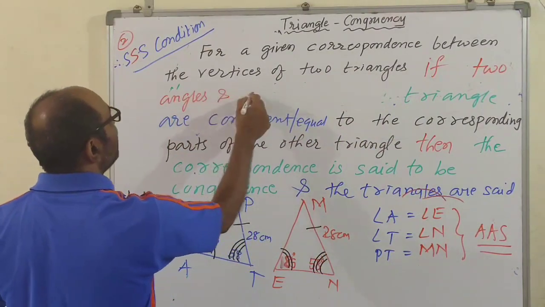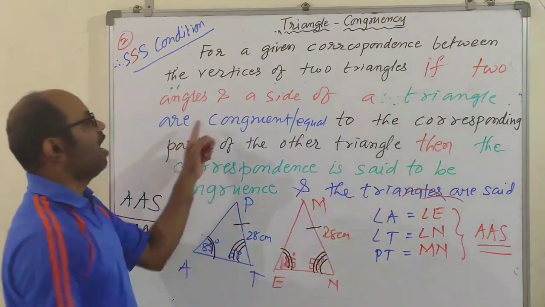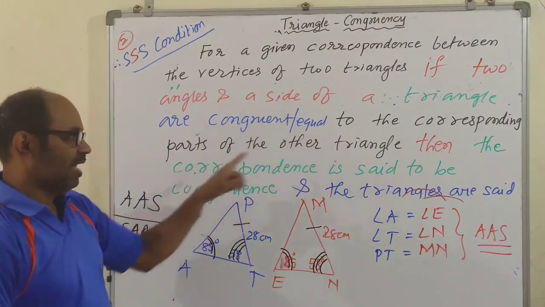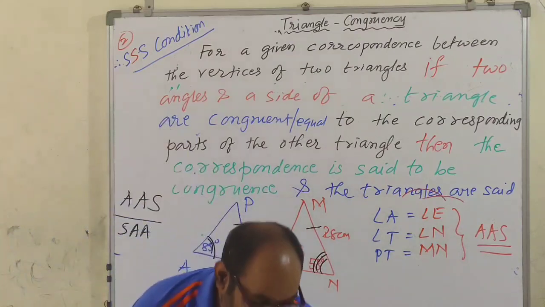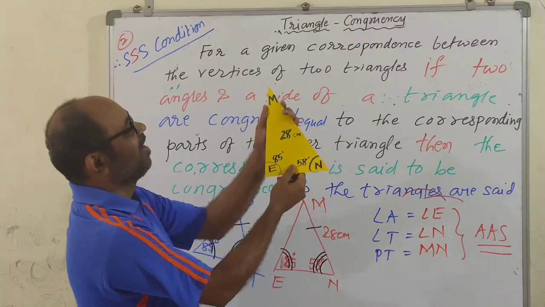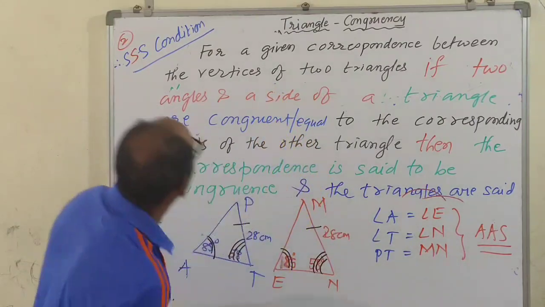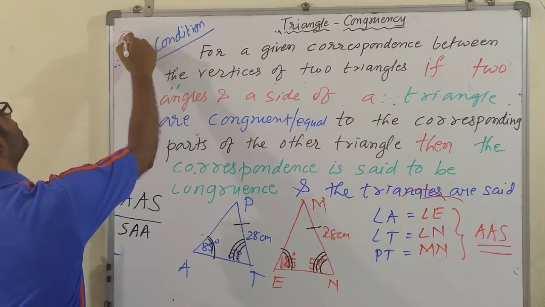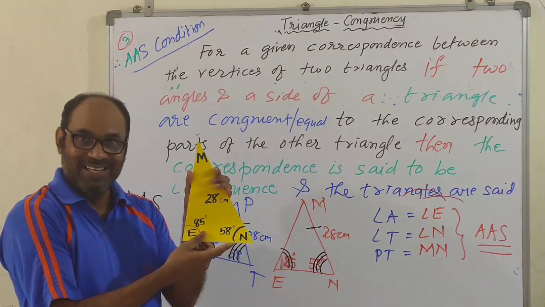Two angles and a side of a triangle are congruent or equal to the corresponding parts of the other triangle. Then the correspondence is said to be congruence. We have already written, but we didn't see whether they are congruent or not. Yes, they are congruent. For AAS condition, also they are congruent. This is AAS condition, and this is the third condition now for congruency of triangles. Can you see that? Alright.